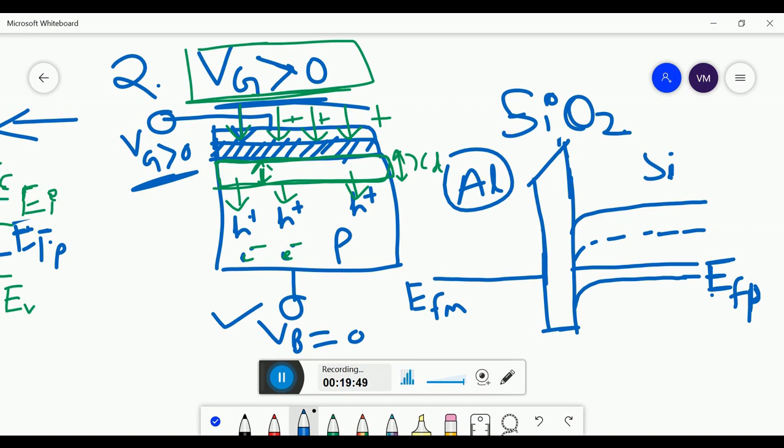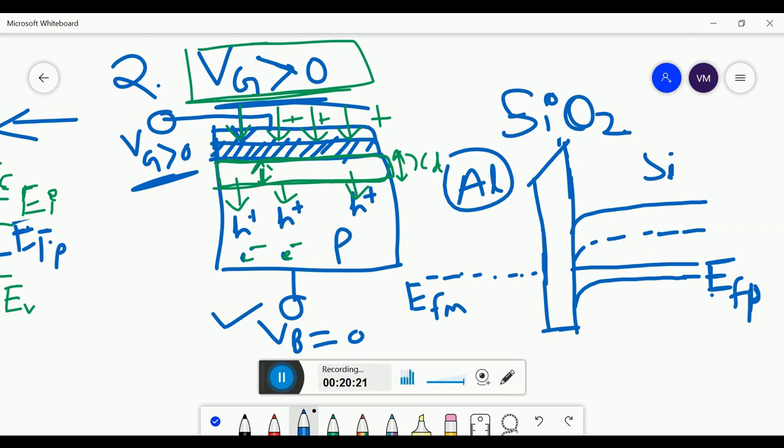So how should I make it? I will make it like this. The holes should move towards the valence band, so I will make this condition like this. I'll make it dotted. So this was the previous one, and this is the new one.